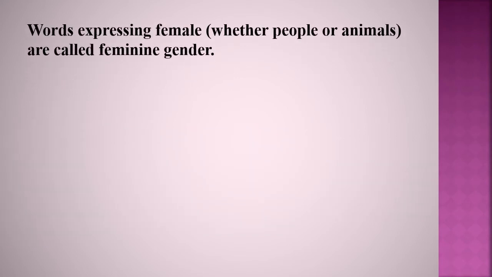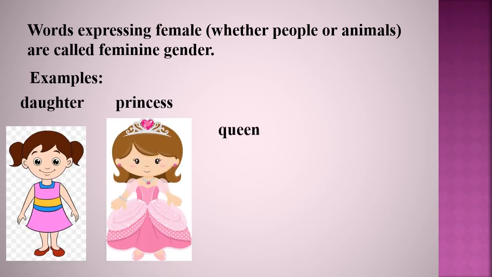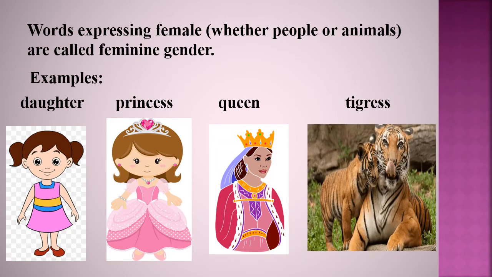Okay, words that express female, whether people or animals, are called feminine gender. Now look at some examples. Daughter, princess, queen, tigress. These are a few examples of feminine gender. In Urdu we call these muannas.